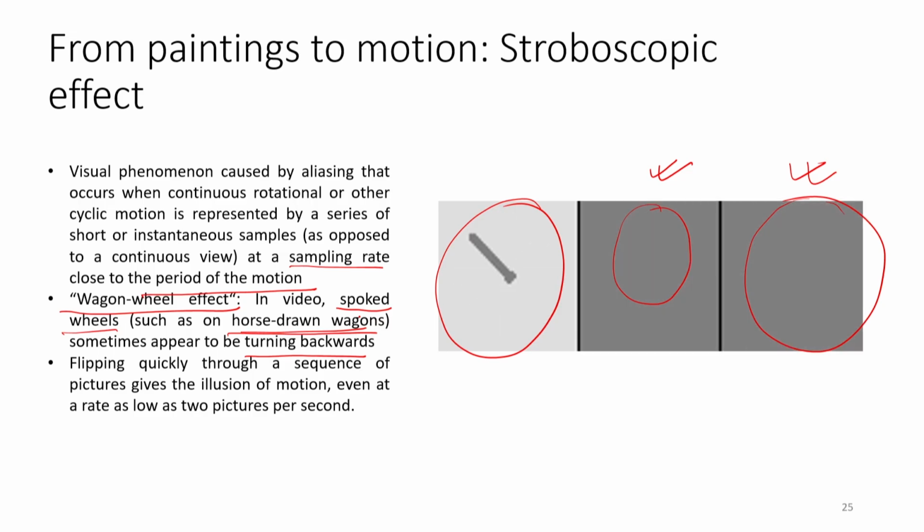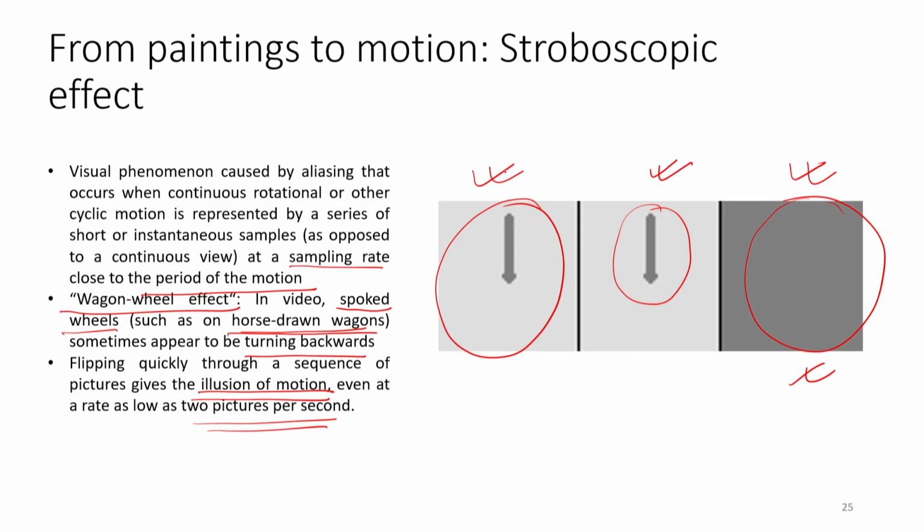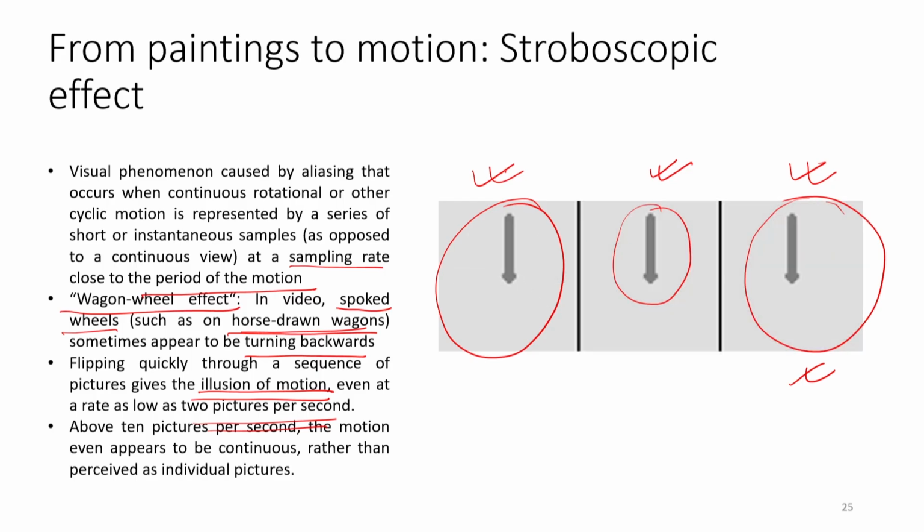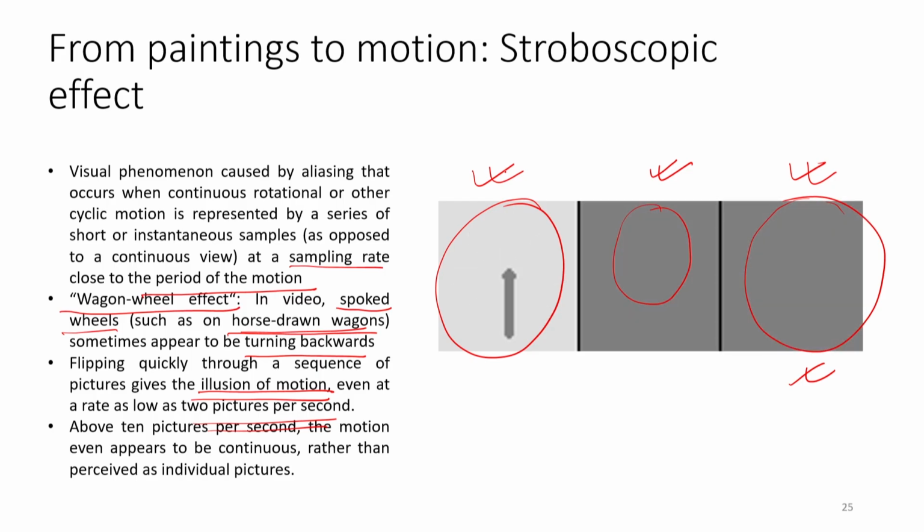So, when you flip through a sequence of pictures quickly, it will give you the illusion that there is motion, even if it is as low as 2 pictures per second. So, you can see that there is an illusion of motion in both this as well as this. All we are doing is flipping through pictures very quickly, and that is giving us an illusion that there is motion. Above 10 pictures per second, the motion even appears to be continuous rather than perceived as individual pictures.